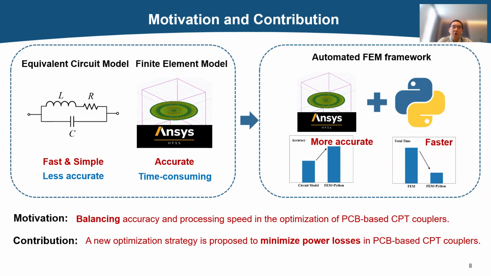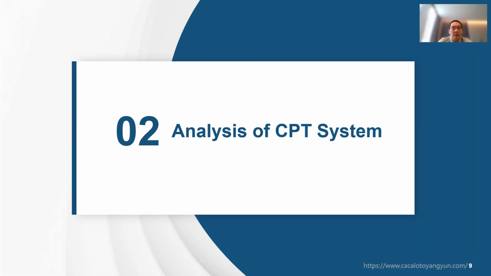The motivation behind this work is to strike a balance between the accuracy and the computational efficiency in optimizing PCB-based CPT couplers. The main contribution is the development of a new optimization strategy aimed at minimizing power losses in these couplers in this paper. Compared to methods based on the equivalent circuit models, the proposed approach offers higher accuracy. Compared to the purely FEM-based methods, it significantly reduces computational time and complexity. Then I will analyze the investigated CPT system.